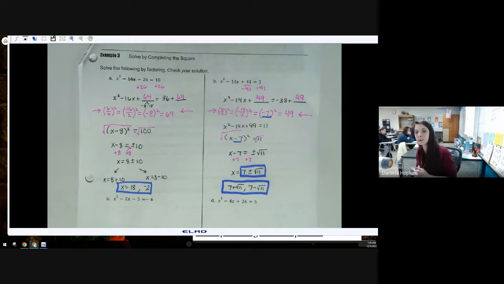Okay, before I do example C and D, do we have any questions? Is anyone completely lost on one of these steps?